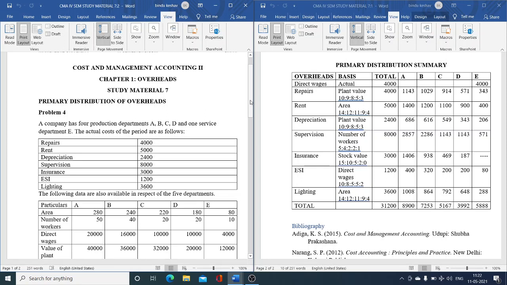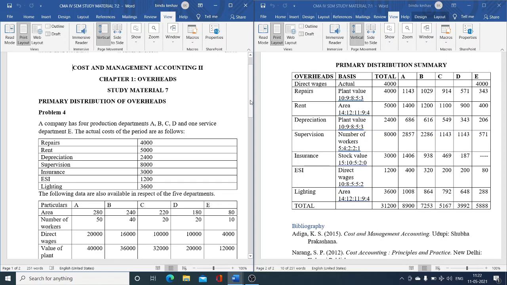In this session, let us work out a problem on primary distribution of overheads. A company has 4 production departments A, B, C, D and 1 service department E. The actual cost of the period are as follows: repairs 4,000, rent 5,000, depreciation 2,400, supervision 8,000, insurance 3,000, ESI, that is employee state insurance 1,200, lighting 3,600.